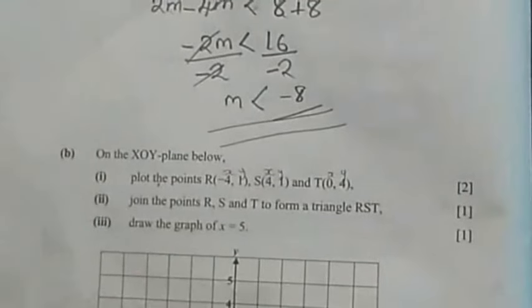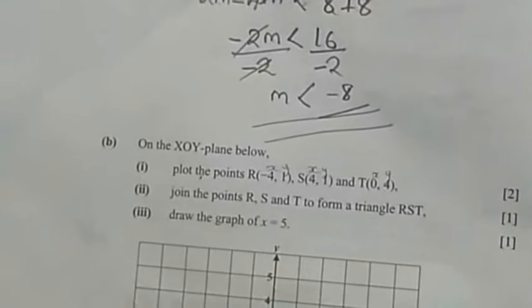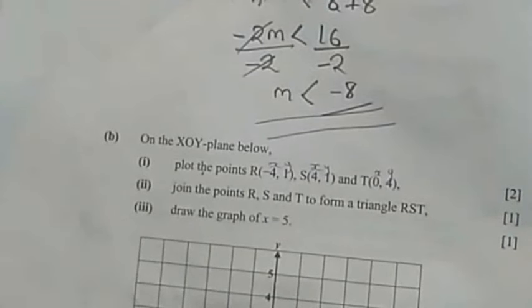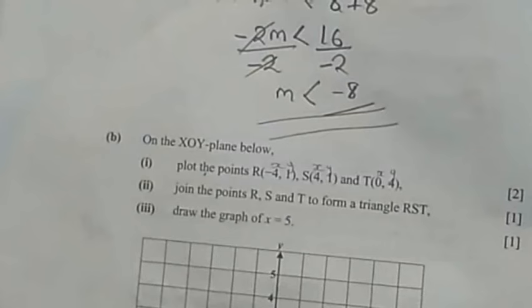Okay, so we go to the next question, which is down here, on the x-y plane below. Plot the points: point R, which is negative 4, 1, then S, 4, 1, and T, 0, 4. Okay, so let's go and plot.